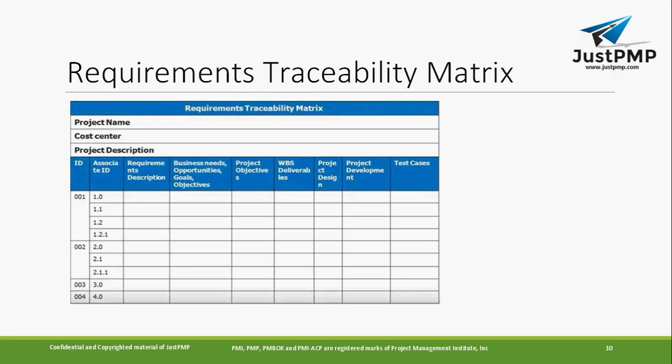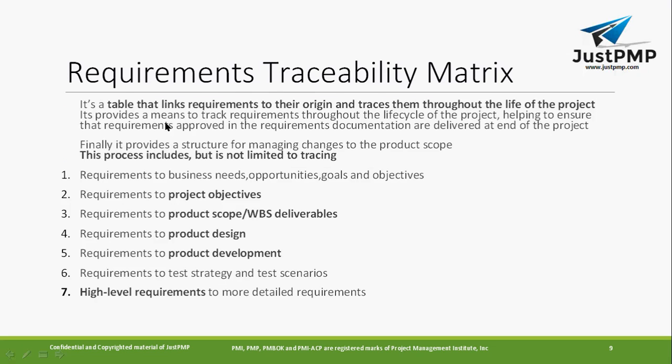If I want to do any activity, I will divide it into different pieces of work that I can execute successfully. That is called a work breakdown structure. You divide the work into different pieces, then execute and track them. That is called a WBS deliverable. And then project design, project development, and test cases. This is how you can track each and every requirement. That is what requirements traceability is. It is a table that links the requirements to their origin.